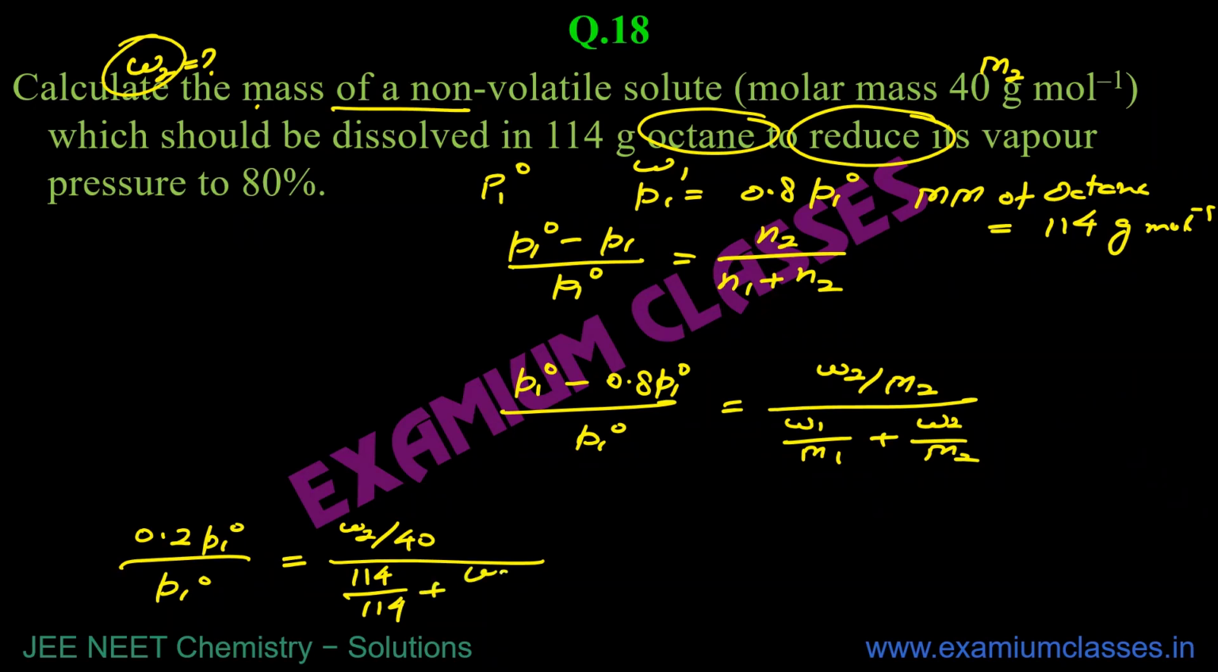And this one will anyway be W2 divided by 40. So effectively you are saying 0.2 will be equal to W2 by 40 divided by 1 plus W2 by 40. Simplify, get the value of W2. That will be the mass of the solute to be added.